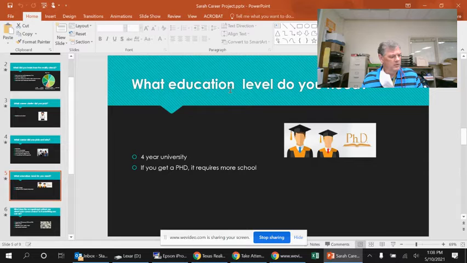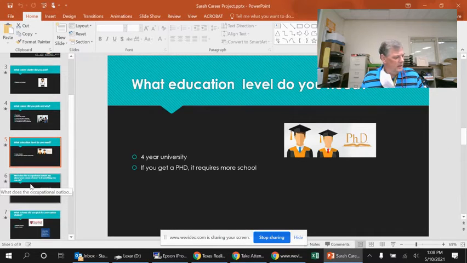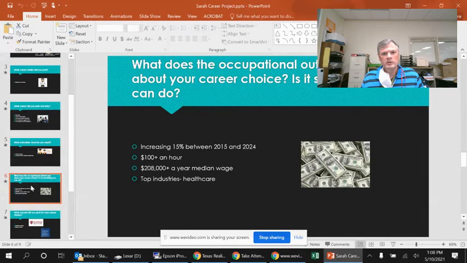Like I said, you can find all of the titles on your rubric. So they needed a 4-year university, and if you get a PhD, it requires more school. And then they did something that corresponded with their educational level. The next one is, what does the occupational outlook say about your career choice? You can get that information on the O*NET handout, where it says under wages and employment trends. What does it say? That would be number 6.